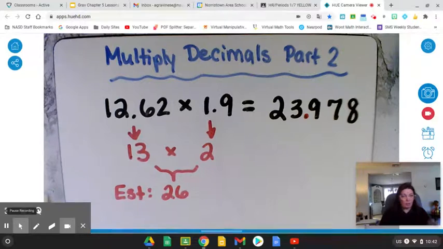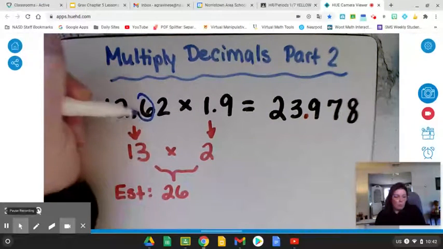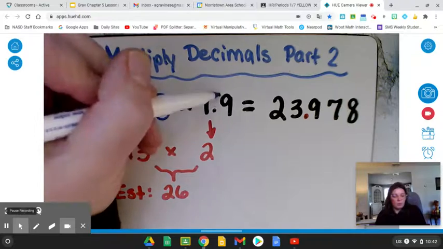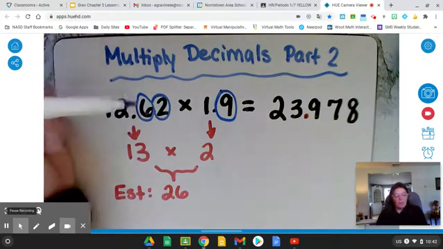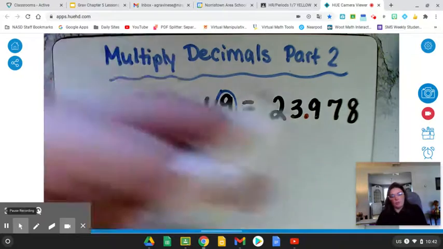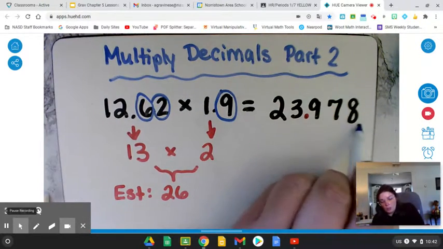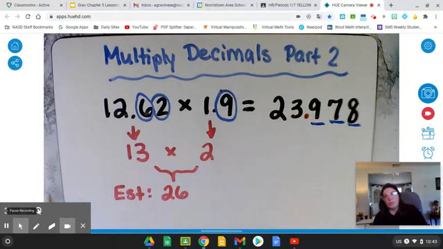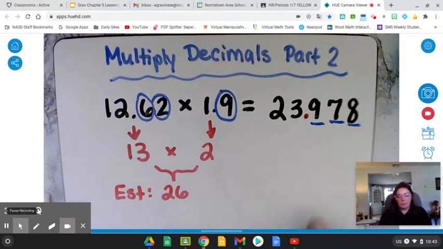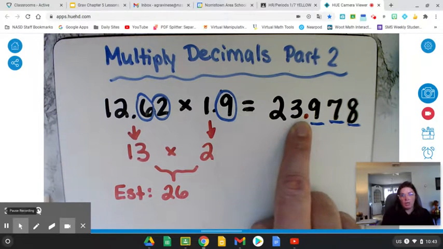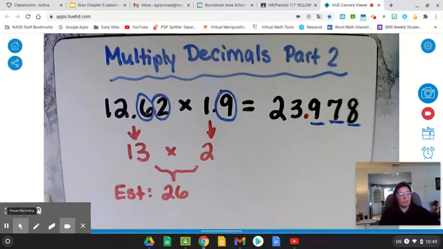Now I'm going to double check with my other strategy. I want to go in and circle all of the digits that are in the decimal place value. 1, 2, 3. I have 3 digits in the decimal place value. So starting on the right, I need to have 3 in my product. 1, 2, 3. So both methods helped me to see that the actual product is 23 and 978 thousandths.